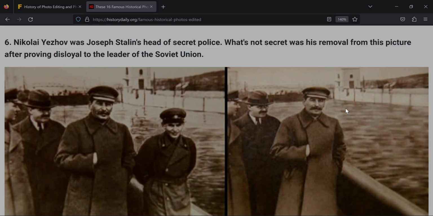Now the next one, Nikolai Yezhov was Joseph Stalin's head of the secret police. What's not secret was his removal from this picture after proving disloyal to the leader of the Soviet Union. He looks more like a child, but he's been removed from this side. He was never there. And Stalin's face also looks like it's been touched up a bit, doesn't it? But that is, once again, somebody being edited out of a photo.